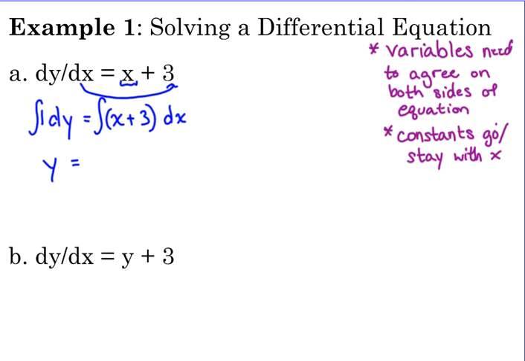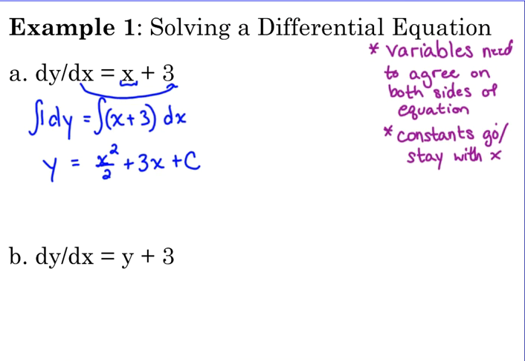I know this is indefinite integration. We're not going to put a plus c on the y side. We'll put the plus c on the x side, okay? The antiderivative of x plus 3 would be x squared over 2 plus 3x. And like I said, we'll put the c over there on that side. And that's it. That has solved that differential equation. If we took the derivative of that equation with respect to x, we would get x plus 3.